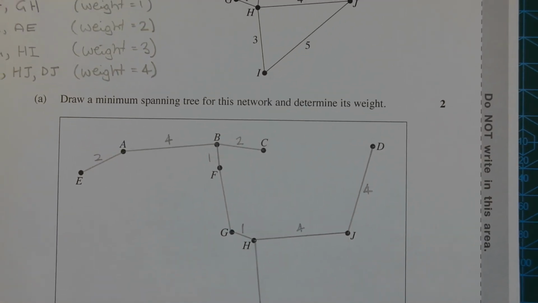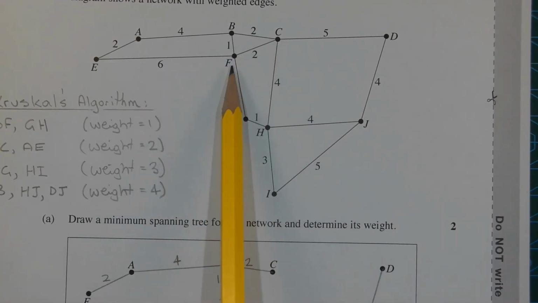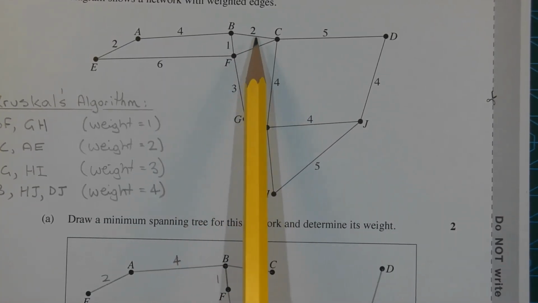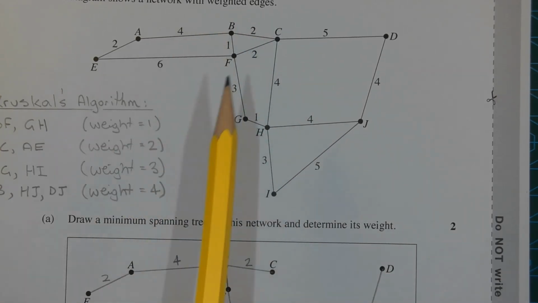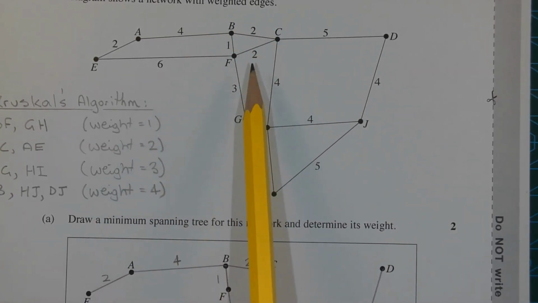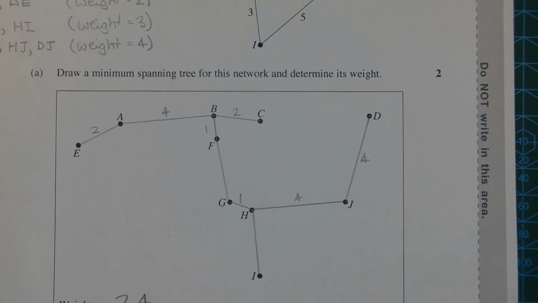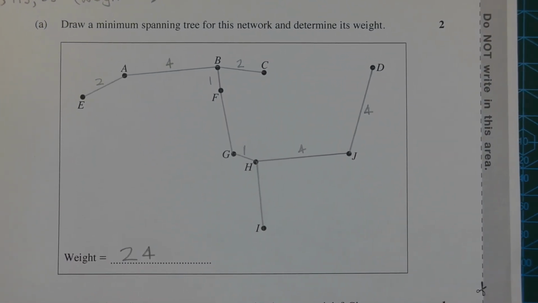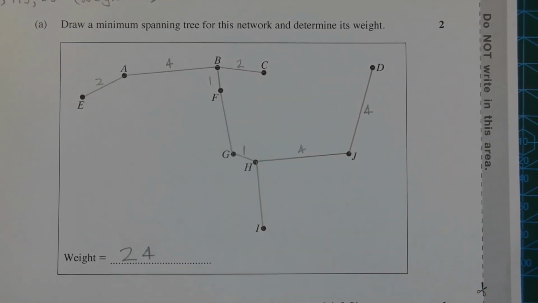If we go back to our network diagram, there's BC and FC. Now, we can't use both edges along with edge BF because then we'll have a cycle. But instead of edge BC, we'll use edge FC instead, and we'll still have a minimum spanning tree of the same weight as the solution in part A. So instead of BC here, we'll draw FC here instead, and we'll still have a weight of 24.